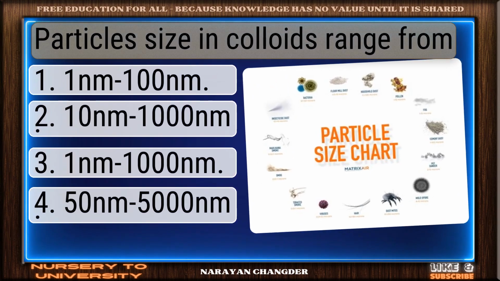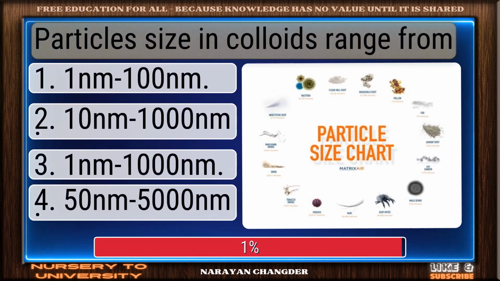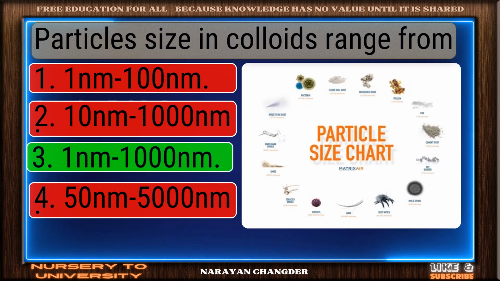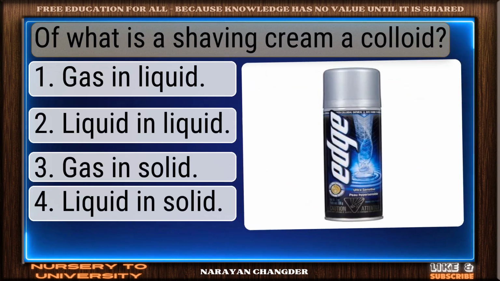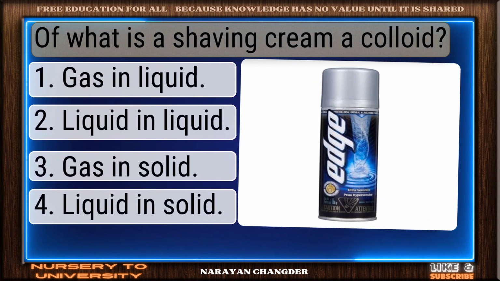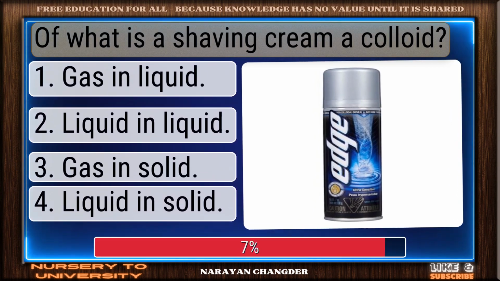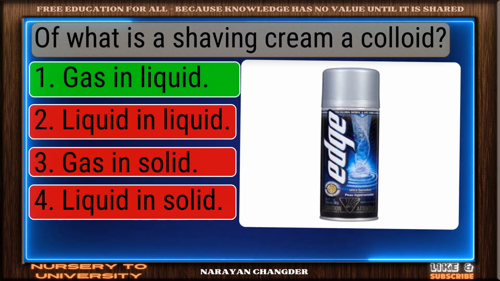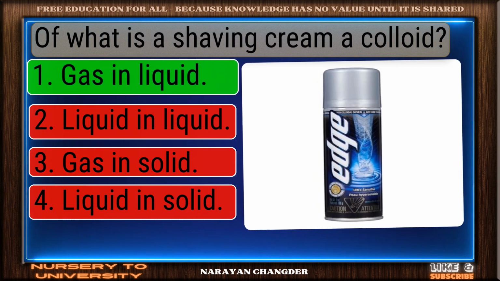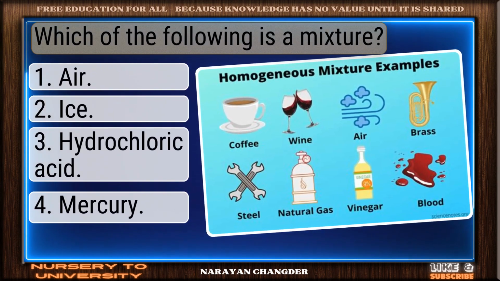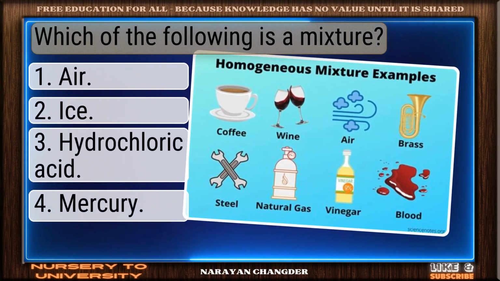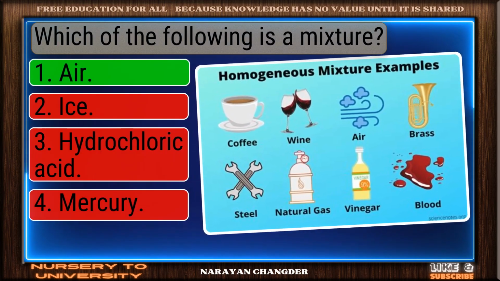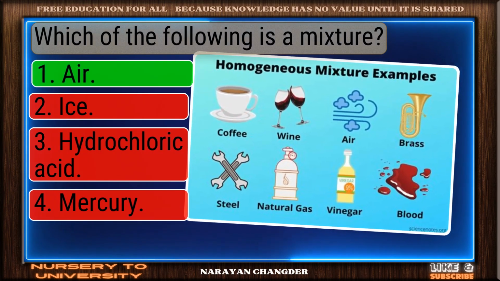Question number 240. Particle size in colloids range from? Sharp thinking. 1 to 1000 nm is the right choice. Question number 241. Of what is a shaving cream a colloid? You're right. Gas in liquid is the correct answer. Question number 242. Which of the following is a mixture? Smart move. Air is an accurate answer.